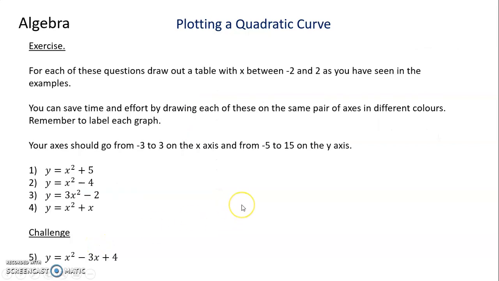Okay, here is your work for today. You're going to need to pause the video so that you can work from the screen. It tells you how to draw out your axes, your table between -2 and 2 for x, and your axes from -3 to 3 on x and -5 to 15 on the y-axis. And then you're going to have a go at plotting these questions 1 to 4, and then question 5 is a more complicated challenge question. Make sure you draw out a table and show your workings in full.